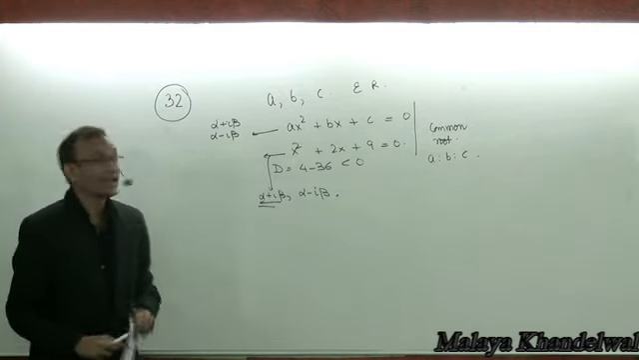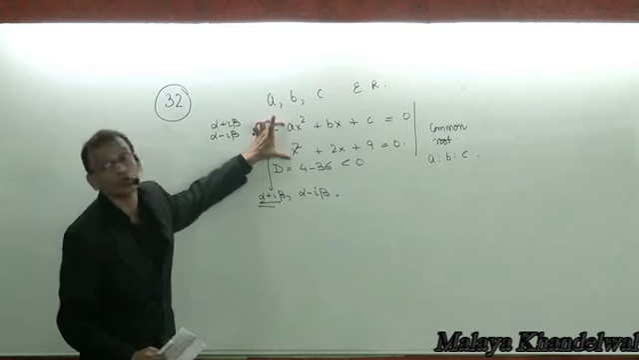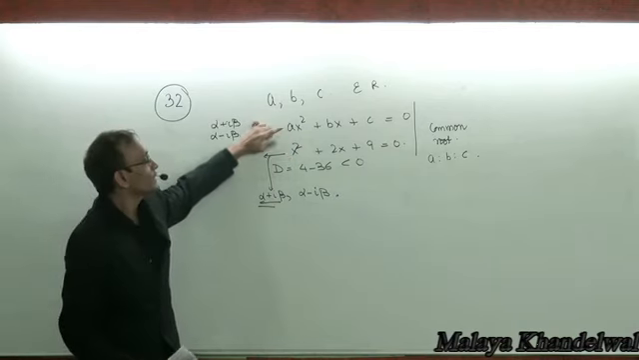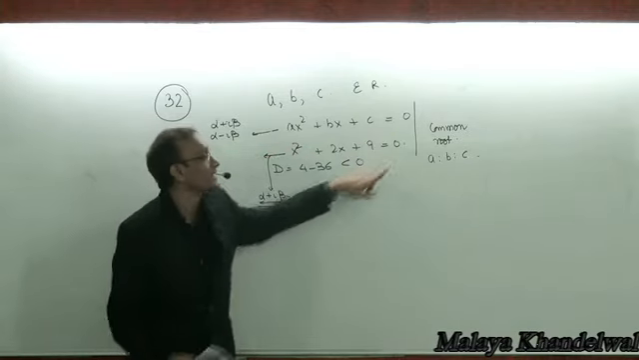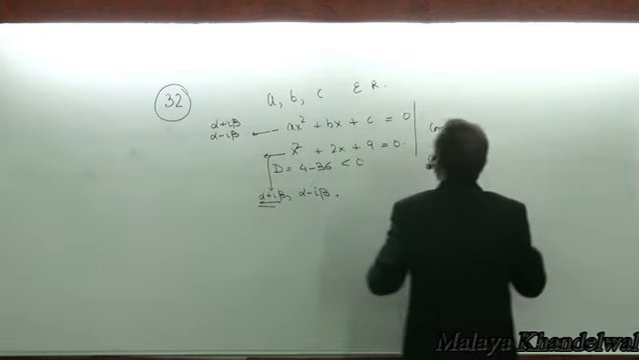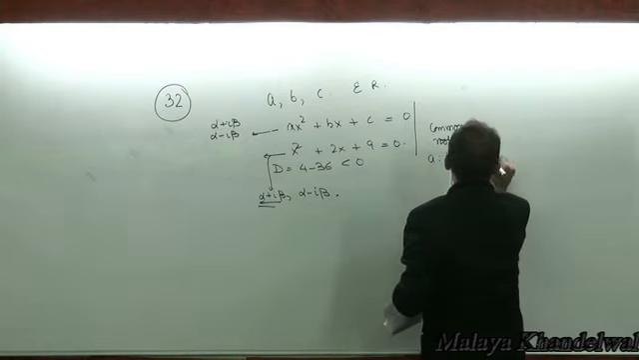That's a necessity. And if these 2 equations have both roots common, their coefficients must be proportional. That means A is to B is to C must be 1 is to 2 is to 9.